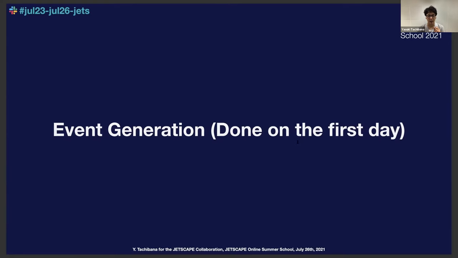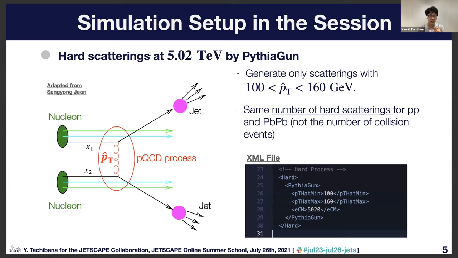Okay, then, we've already done event generation on the first day. We generated hard scattering at 5 TeV by PYTHIA in JETSCAPE, and the pT hat in those events is set to 100 to 160 GeV. We generated the same number of hard scatterings for lead-lead and PP. Here you can see the corresponding part of the XML file: you can see PYTHIA, these two parameter values, and the center-of-mass energy is set to 5,020 GeV.